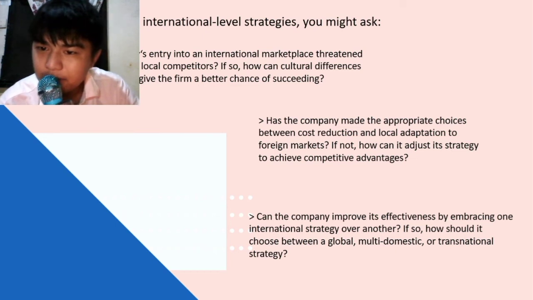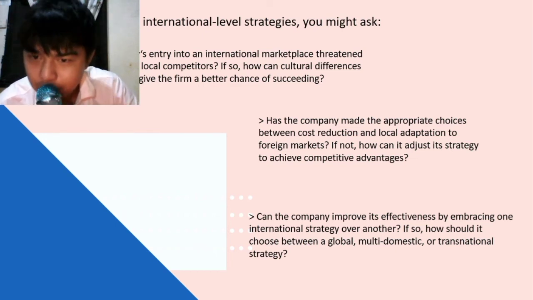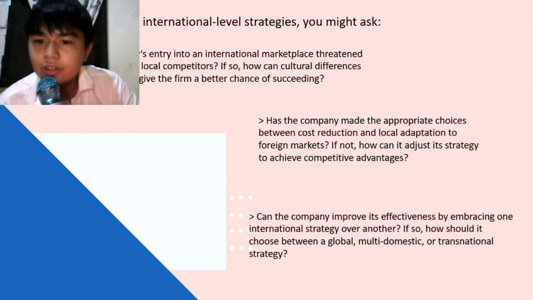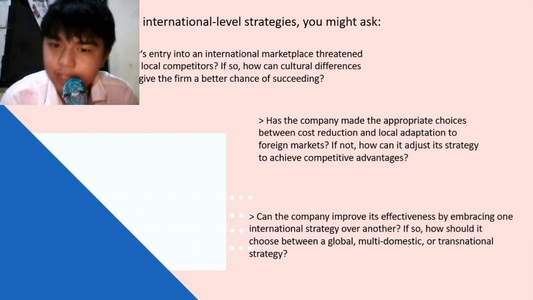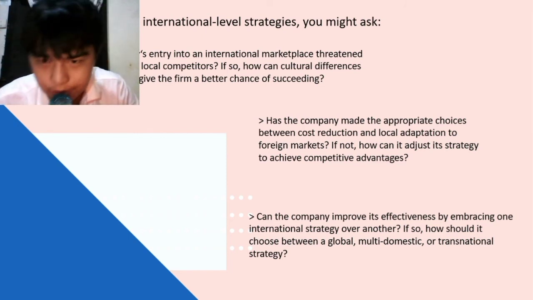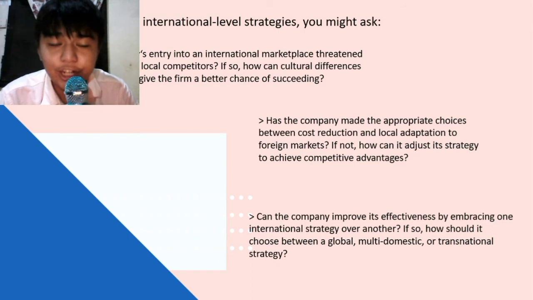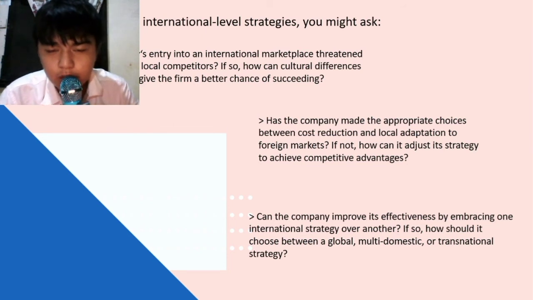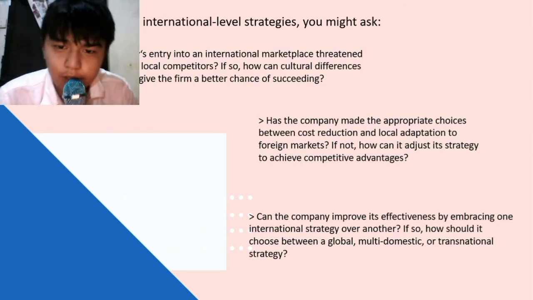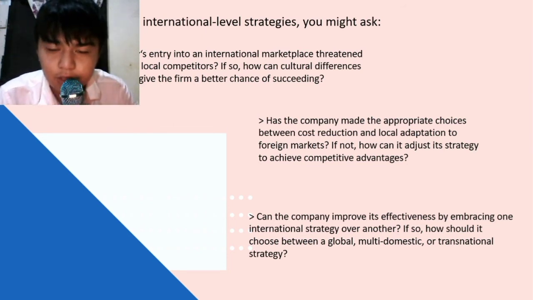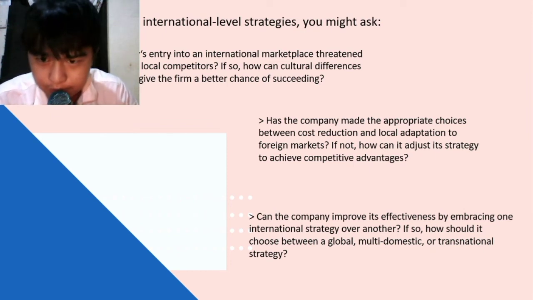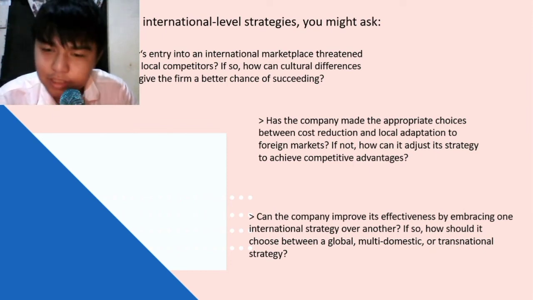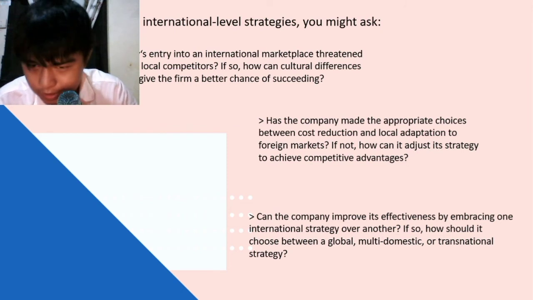Next is, has the company made the appropriate choices between cost reduction and local adaptation to foreign markets? So has the firm made the right decisions, or are there any necessary adjustments that can be implemented in order to improve the decisions that have already been made? If not, how can it adjust strategy to achieve competitive advantage?